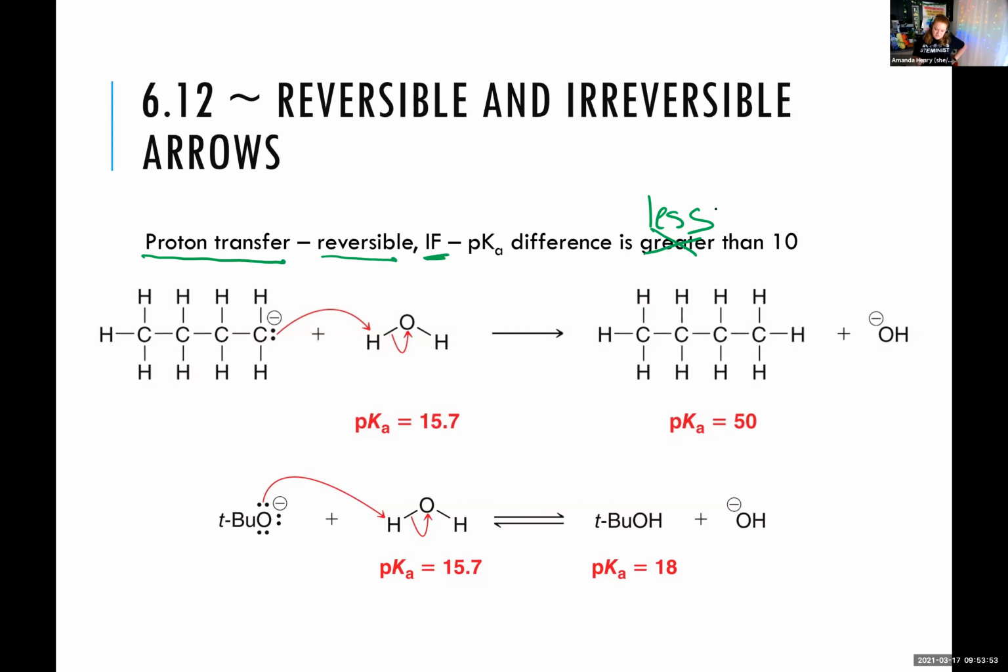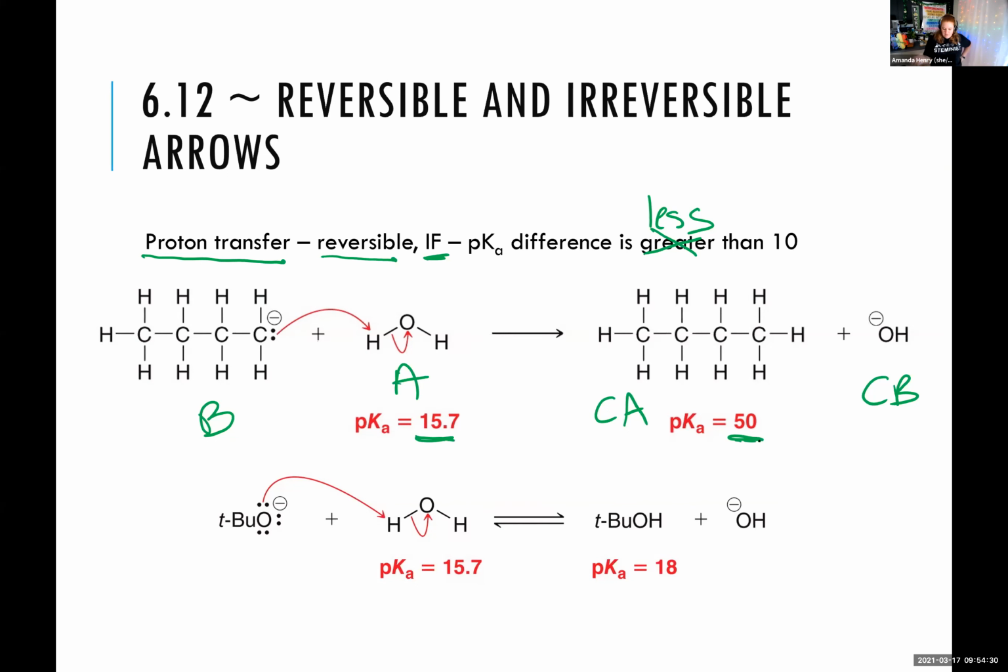Okay, so in the first example, we have water as our acid and 1, 2, 3, 4, butane as our conjugate acid. So we're looking at the pKa difference between the acid and the conjugate acid. Because that difference is greater than 10, then we will not have a reversible reaction.